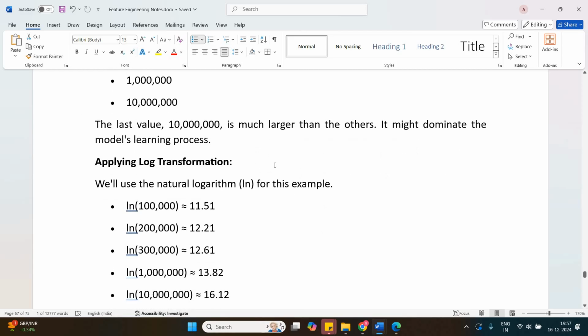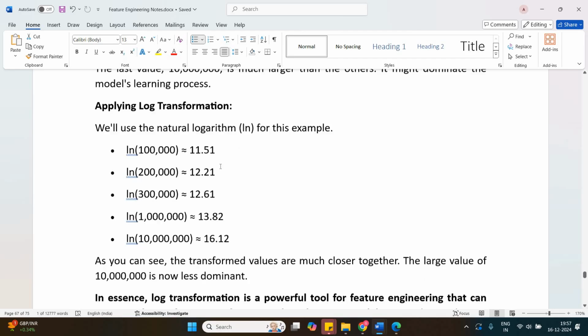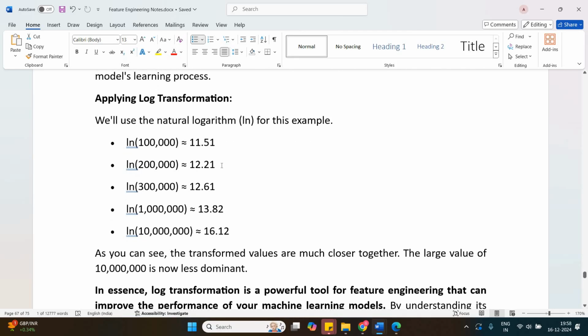But then you apply the log transformation. For that, you use the natural logarithms. So we are using the natural logarithms here, not on the base of 10. So if you take this one, natural logarithms, not on base 10.